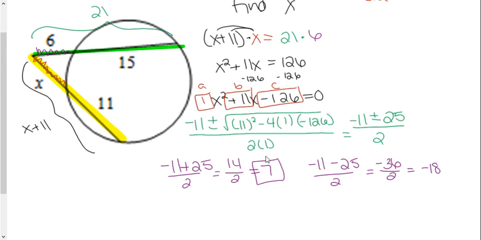Now, forewarning, there is a problem on your homework tonight where you will have two positive numbers. Don't worry, they actually are both correct. It's just the way the problem was set up.